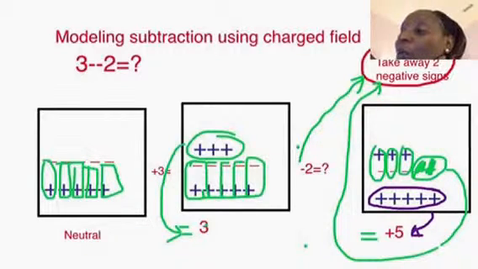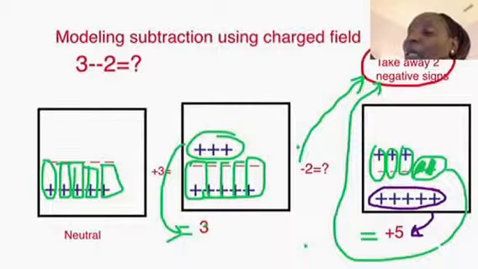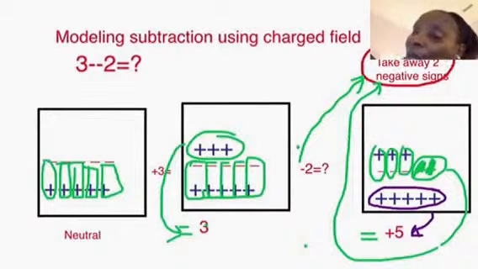So what are we going to be left with? We have this negative pairs with that positive, that negative pairs with that positive. These two we have taken away, and so what are we left with? 1, 2, 3, 4, 5. 5 positive, and our answer is positive 5.